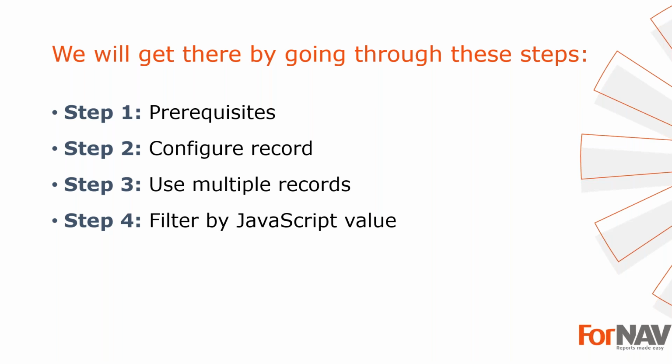To demonstrate getting multiple related records from Business Central tables, I'm going to use these steps. The prerequisites: what do I need to get going? In step 2, I will configure our record. In step 3, I will display these records. In step 4, I will filter my results by JavaScript value. Let's start with the first step.